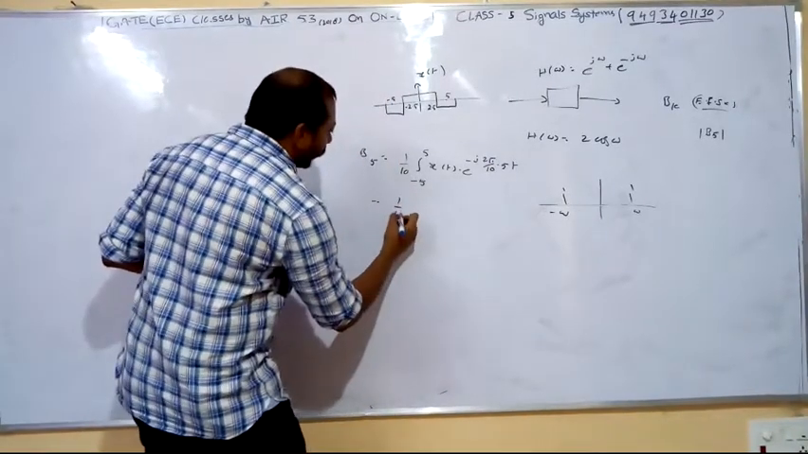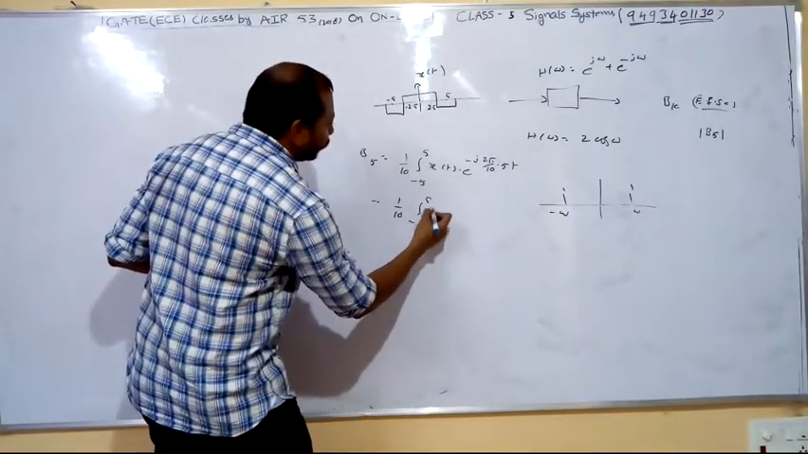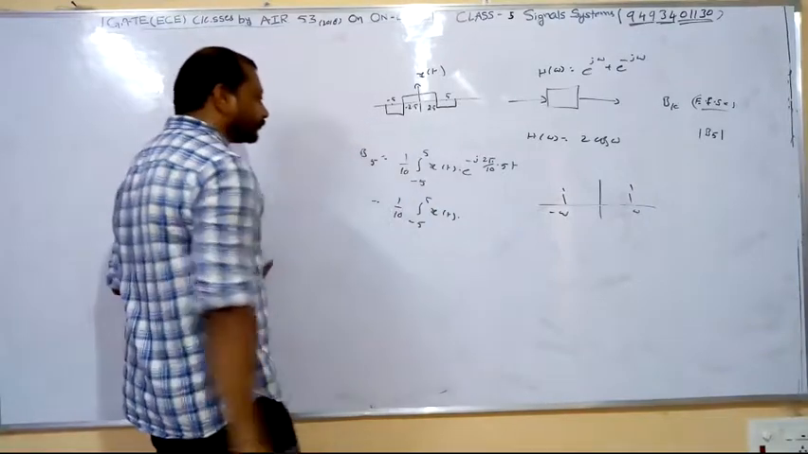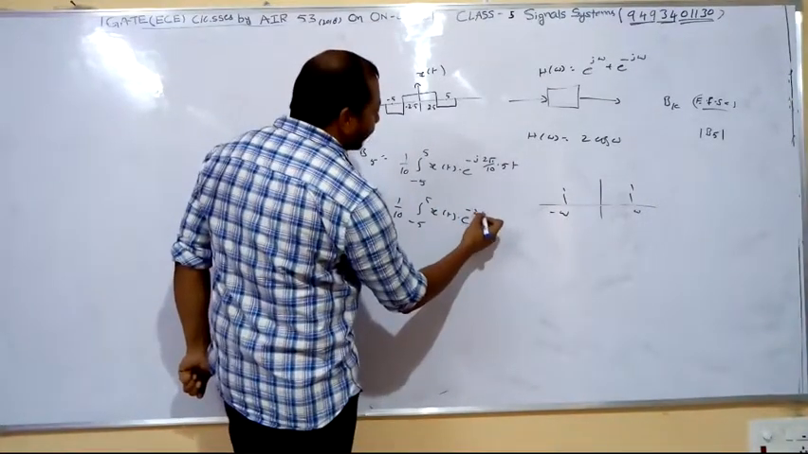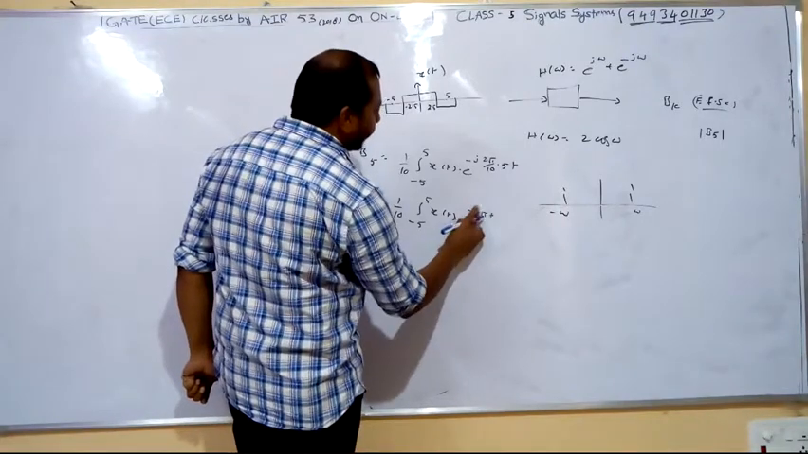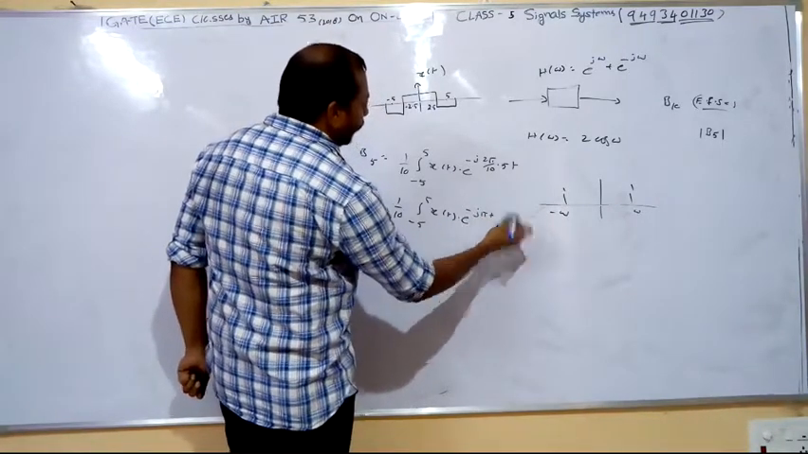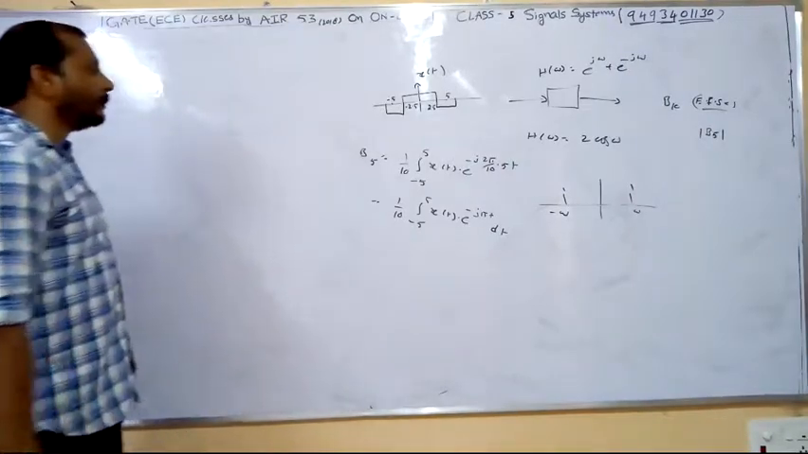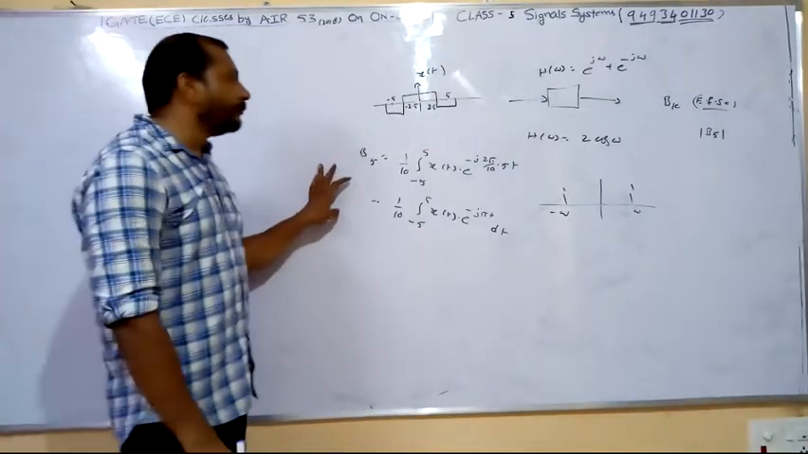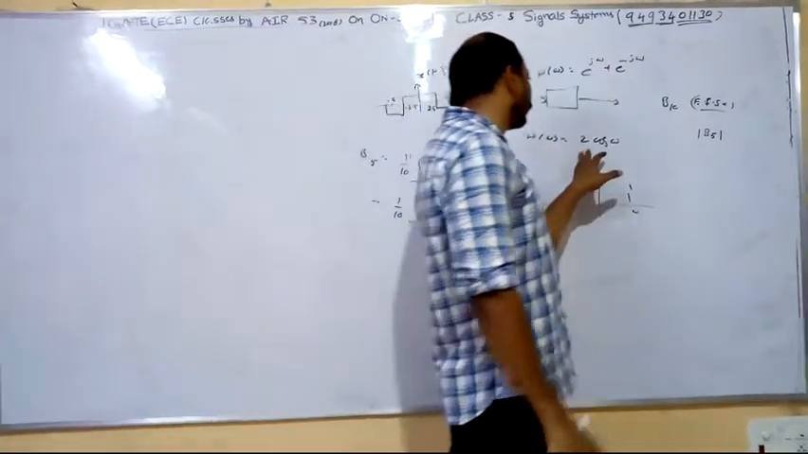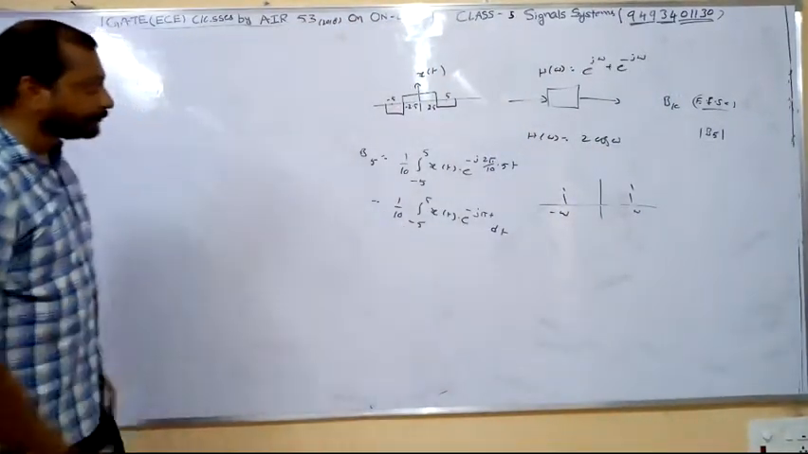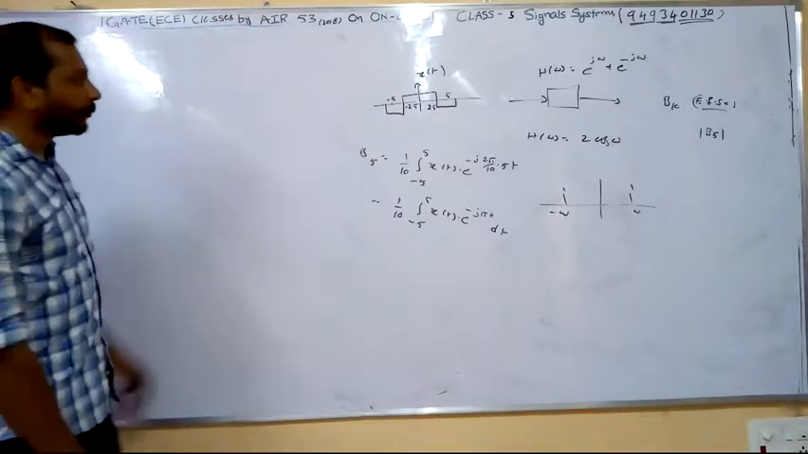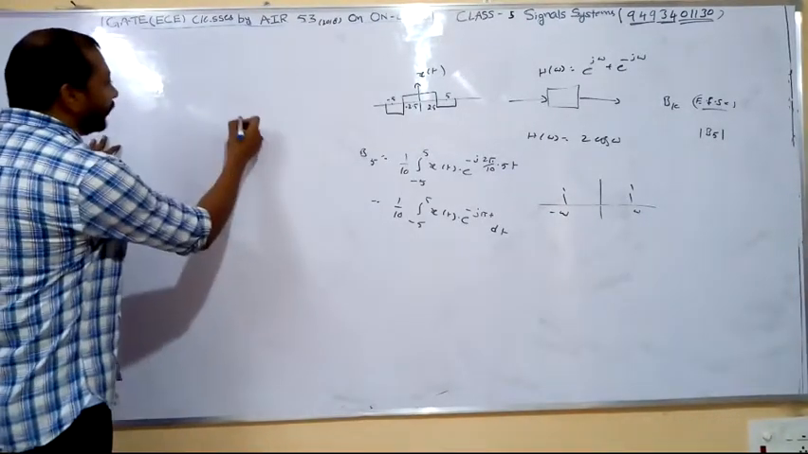So this value is equal to 1 by 10 integration from minus 5 to 5 of x of t into e to the power minus j pi t. This is the value B5. This B5 is given as input to this 2 cos omega. Then what is the output?